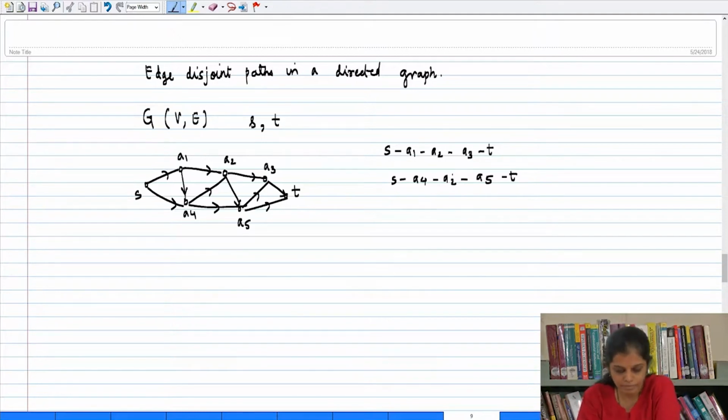So these are two paths which are edge disjoint from S to T, and our goal is to compute a largest possible collection of such paths, right? So we are given a directed graph or a directed network. We are also given the two vertices S and T, and we are interested in computing these edge disjoint paths, right?